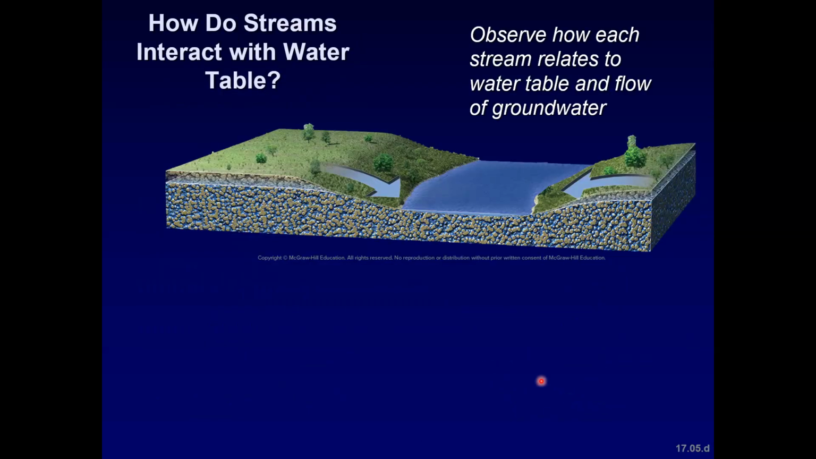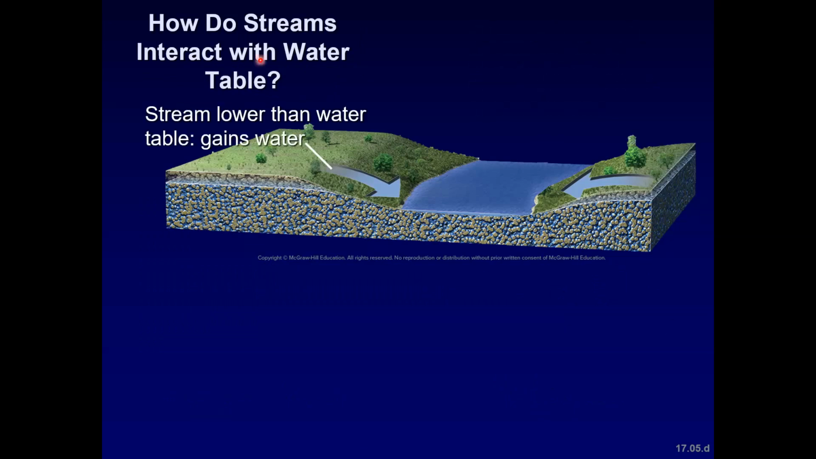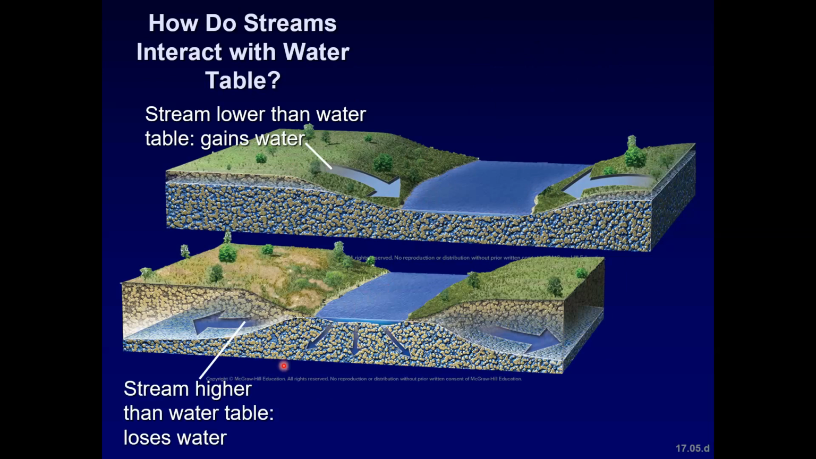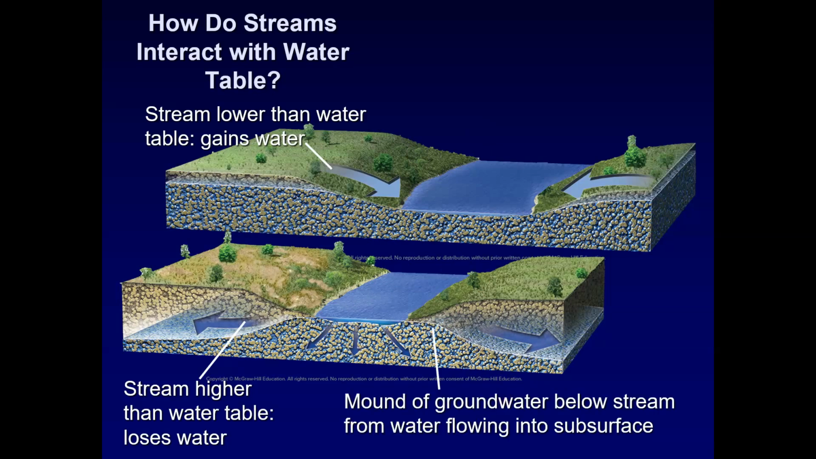So how do streams interact with the water table? Okay. This stream is actually lower than the water table, so it gains water over time from the water table. This stream is higher than the water table, so it loses water. It's probably fed then by precipitation or runoff from somewhere else. All right, it's a little less stable that way. You can have a mound of groundwater below the stream from water flowing into the subsurface. And we'll stop here for today.